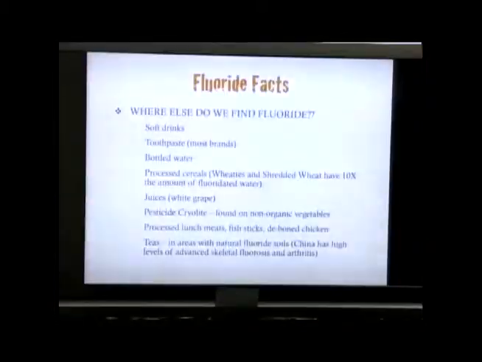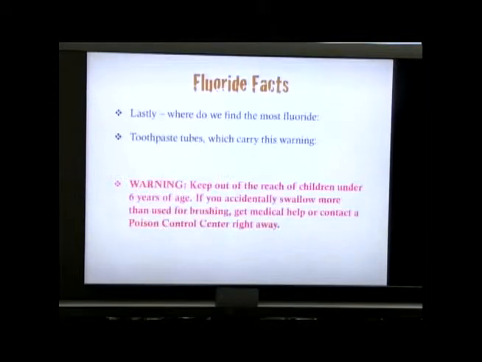Well, where else do we find fluoride? Let's look here on soft drinks. Most brands of toothpaste have fluoride. It's in bottled water. It's in processed cereals. It's in juices, mostly white grape juice. It's in the pesticide cryolite, which is found on most non-organic vegetables. It's in processed lunch meats like fish sticks and deboned chicken, and it's in many teas. China has very high levels of skeletal fluorosis and arthritis because they drink lots of tea, and those tea bags actually use fluoride.